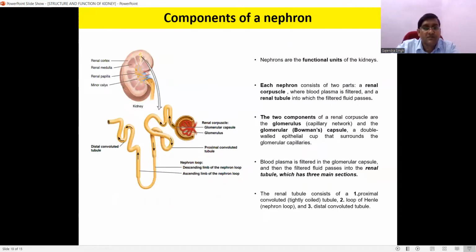Then we can study the structure of the nephron, which are the functional units.